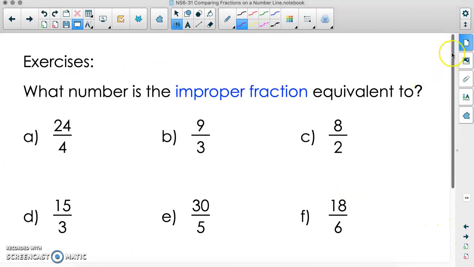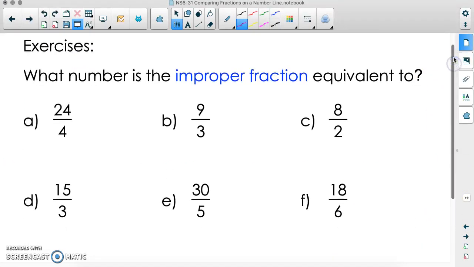Okay, so let's do these on our whiteboard. What is the improper fraction equivalent to? So 24/4, so what's that equivalent to? You're going to solve that by using division. So it's 24 divided by 4. The answer you should find is 6. Complete B, C, D, E, and F on your whiteboards and then resume your screencast.